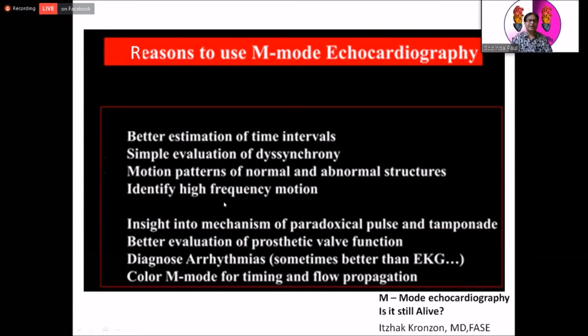There are reasons why we use M-mode echocardiography. It gives a better estimation of time intervals, simple evaluation of dyssynchrony, motion patterns of normal and abnormal structures, identification of high frequency motion, insight into the mechanism of paradoxical pulse and tamponade, better evaluation of prosthetic valve function, and diagnosis of arrhythmia even without ECG. Color M-mode is used for timing flow propagation, like diastolic dysfunction, which we can measure by M-mode echo.